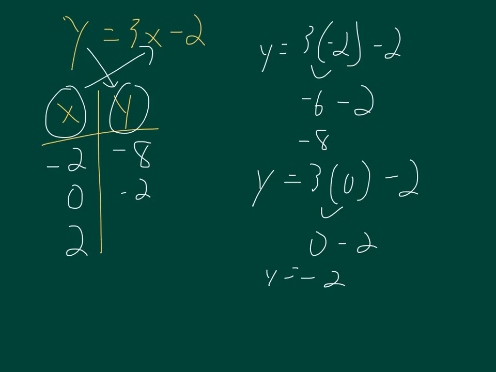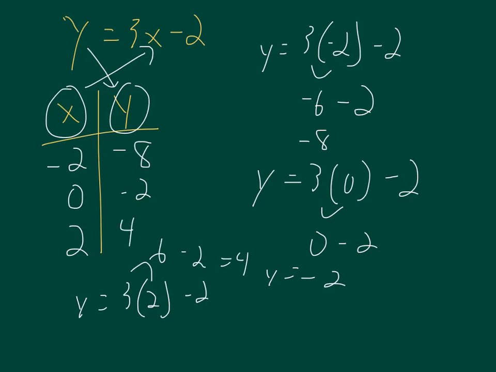Let's do the last one. y equals 3 times 2 minus 2. Well, 3 times 2, we'll get the calculator. We should say that's 6. Awesome. Minus 2 is 4, so this value is 4.